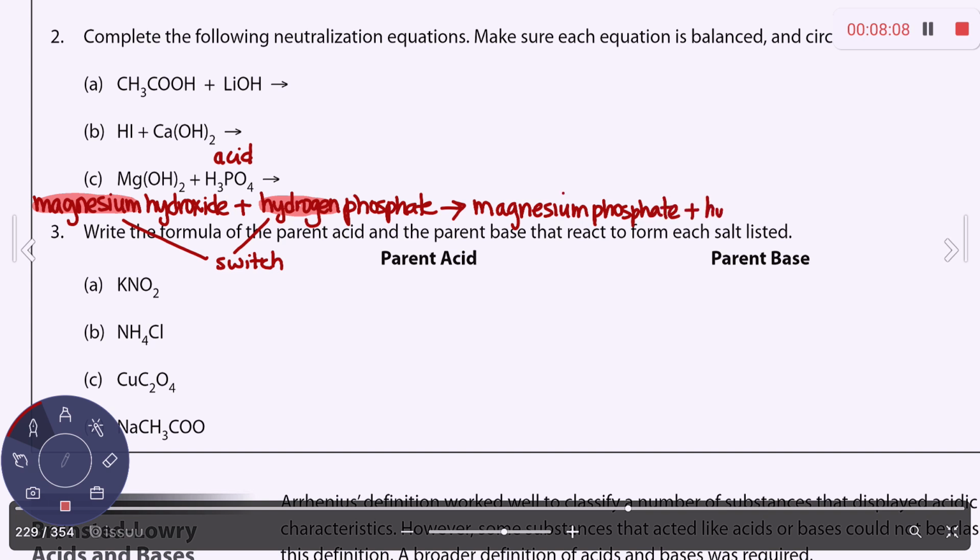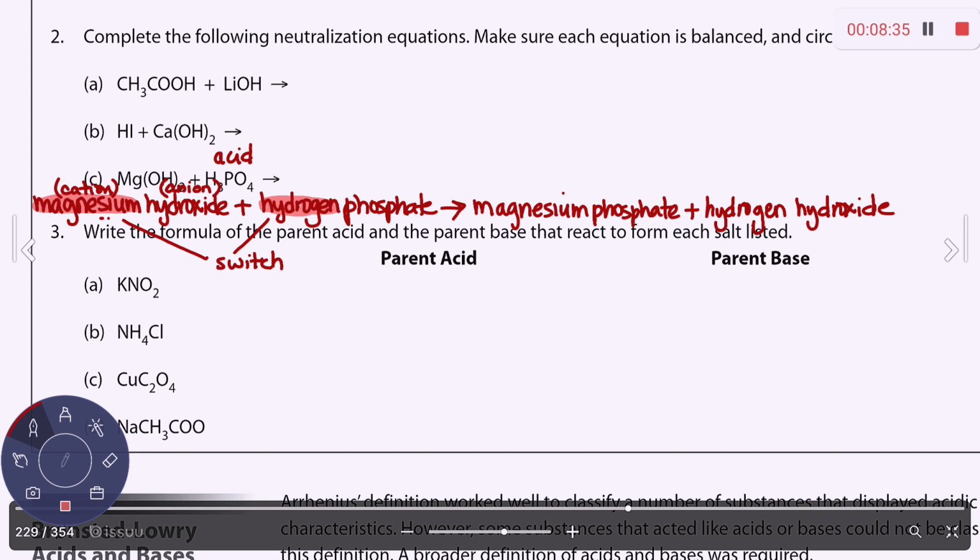And hydrogen hydroxide. The order that you write the products doesn't matter. You could write hydrogen hydroxide first, magnesium phosphate second. But what does matter is that the cation is listed first. So you will always have the cation followed by the anion in the chemical name or the chemical formula.